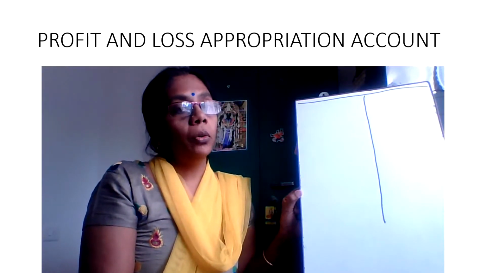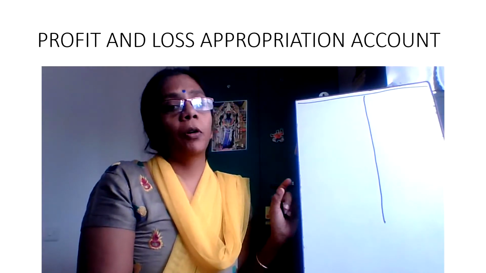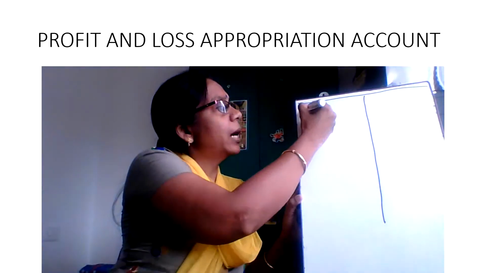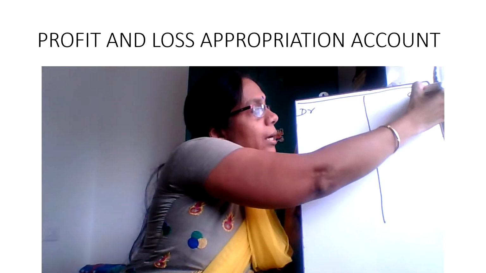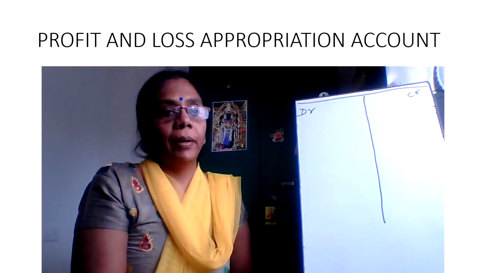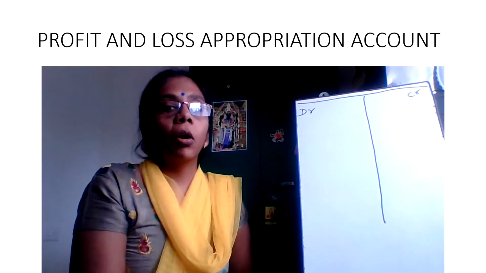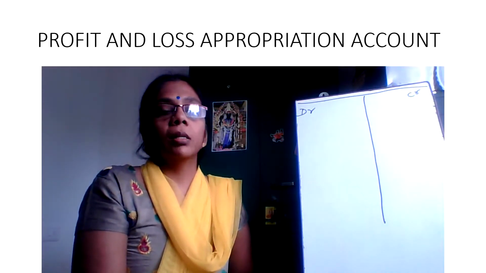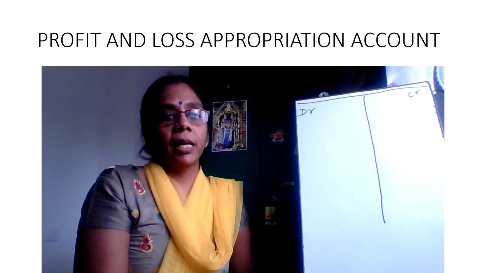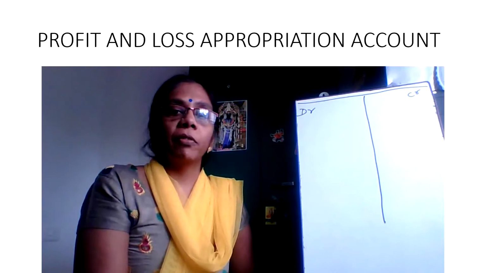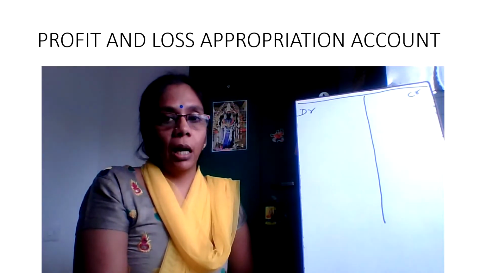When you take up the format of the profit and loss appropriation account, understand, students, there would be a debit side as well as a credit side. Here this account is also to be prepared on the grounds of the nominal account principle. So what does the nominal account refer to? Debit all expenses and losses, credit all incomes and gains. On the same principle, we prepare this profit and loss appropriation account.